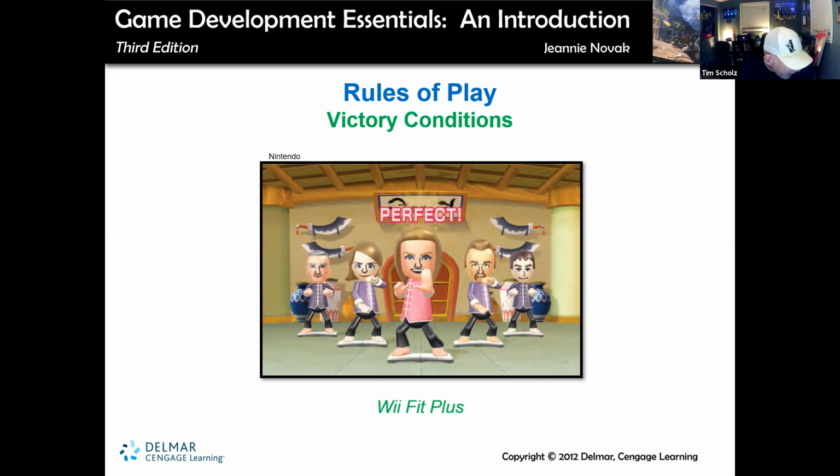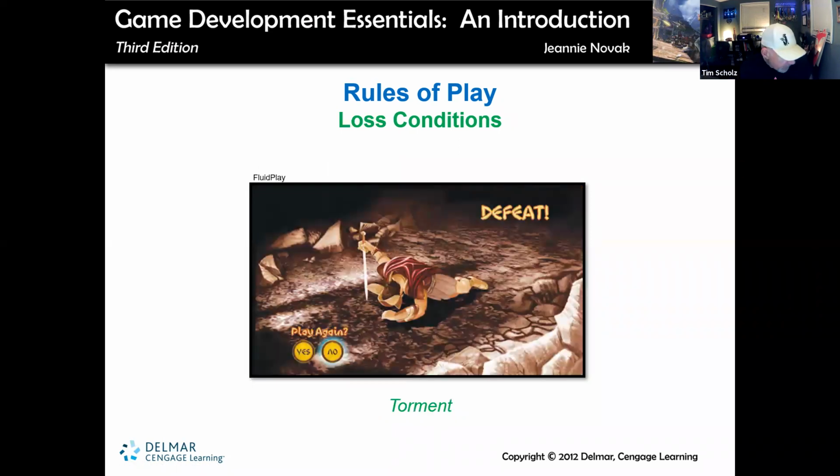With some games, it's very clear. If it's a puzzle game, you solve the puzzle. If it's a sports game, the victory condition is you win the game you're playing. Some games, the victory condition is maybe not so clear, but most games are going to have some point where someone can say they won and someone can say they lost. And in setting up the rules that define what victory is, we are also going to have in our rules of play what's considered a loss condition.